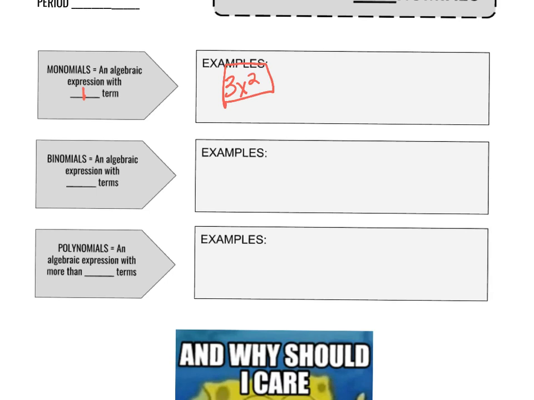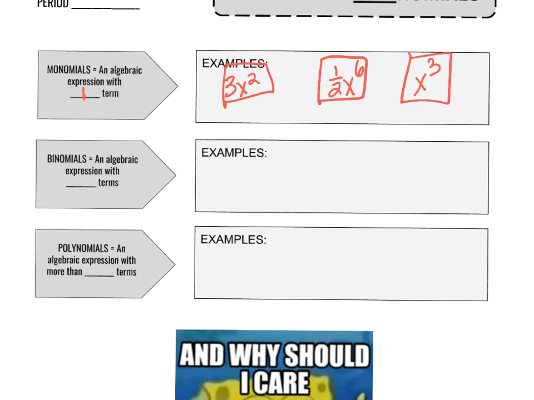Another example might just be x cubed. That's just one term. It's one component. We have no addition or subtraction surrounding it. It could literally be anything. It could be 1/2 x to the 6. These are all individually monomials.